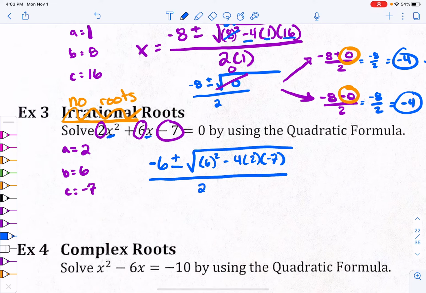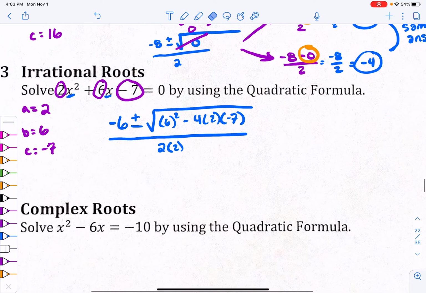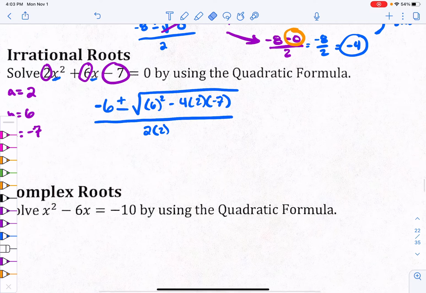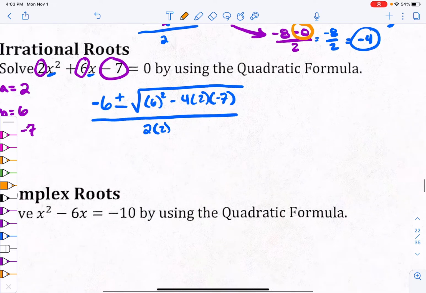Oh wait, this is not going to have 2. Maybe I have a typo here. I think this one's going to have a root. Erase that. These are irrational roots. Oh yes. Okay, so we're going to have a solution here. It's just going to be an ugly solution. Still a solution, but an ugly solution. Okay. All right. So here we go.